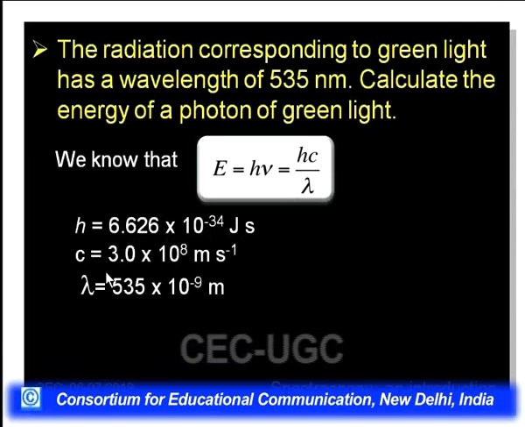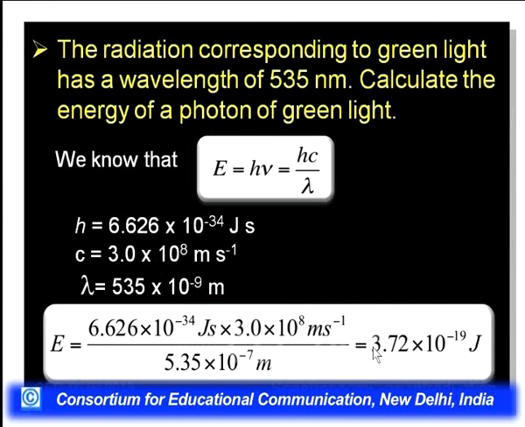The velocity of light, that is c, we know. We also know the lambda, which is given to us. We just substitute that into the formula, and what you get is that the energy happens to be equal to 3.72 times 10 to the power minus 19 joules. It is a very simple and straightforward application of the formulas we just learned.